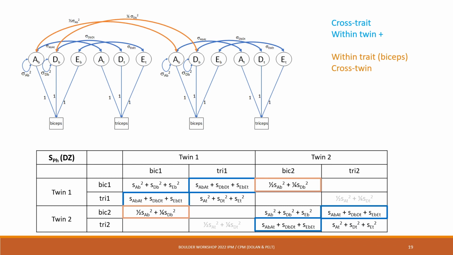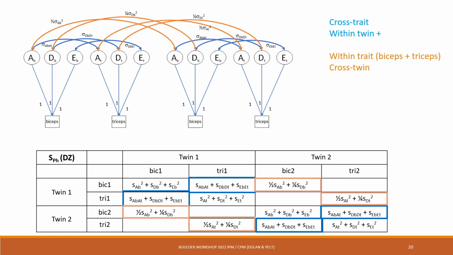So that is the covariance between biceps twin 1, twin 2, and the covariance between triceps in twin 1 and twin 2 in this slide. So at this point, we've added the expected AD covariances between twin 1 and twin 2. I should expect them based on the univariate models.